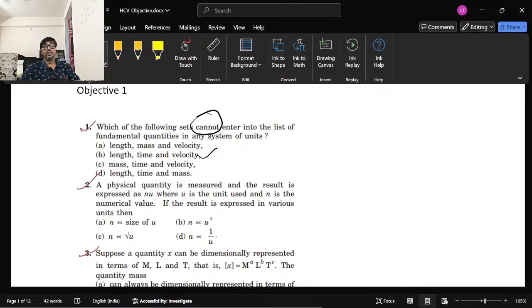Fundamental quantities should be independent of each other. I hope you got it. If you understand that, put a thumbs up there and let me go on with the next question.